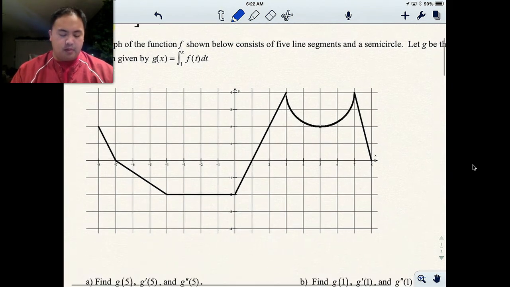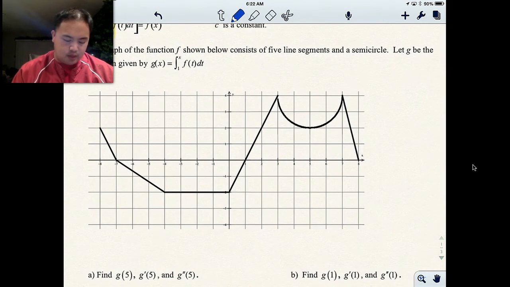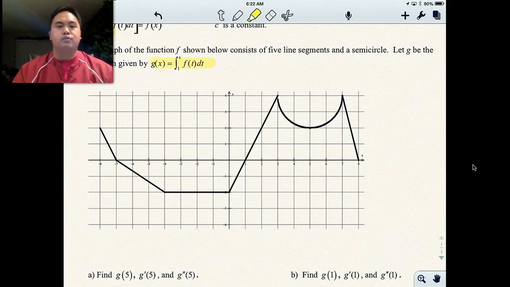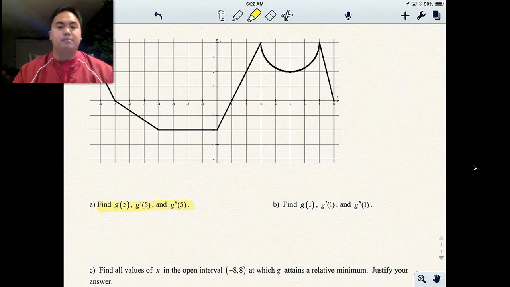So in this particular problem, let's say we have this graph, and it says here's my function g of x equals the integral from 1 to x of f of t dt. And I have this graph. No function, no numbers, no exponents, just this graph. Find a couple of things for me. So let's look at question A. Question A says find g of 5, g prime of 5, and g double prime of 5.